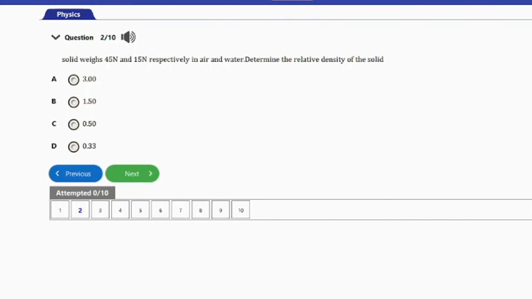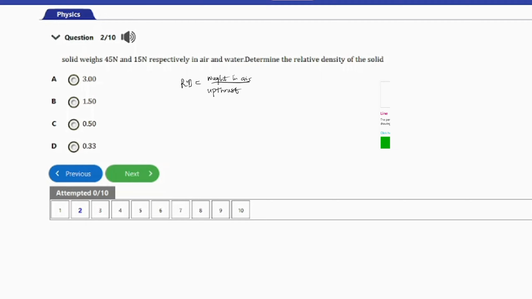So the next question we have here is question number 2. It says, a solid weighs 45 Newton and 15 Newtons respectively in air and water. Determine the relative density of the solid. So guys, we are going to use this formula. Relative density, that's RD, is equal to weight in air over upthrust.